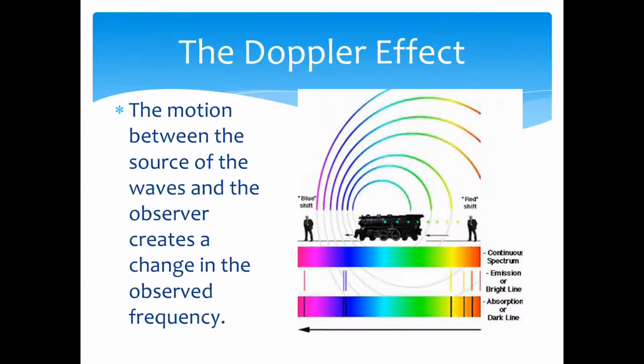So if you look at the picture here, it's showing a train moving towards the guy in the front and moving away from the guy in the back. And what it's showing are more frequent waves as it's moving towards the guy in the front, but as it's moving away from the guy in the back, the waves are less frequent. So depending upon where you're standing, depends upon how frequently you feel or hear that wave.